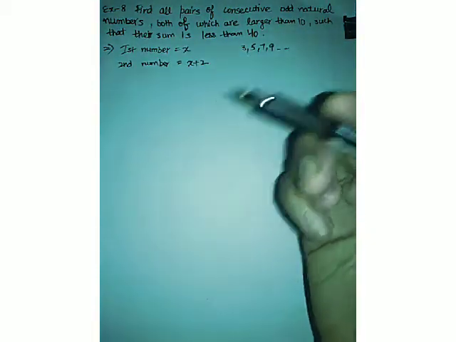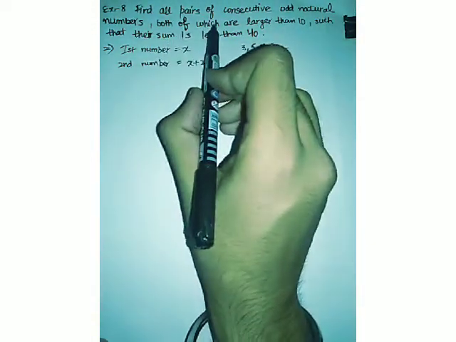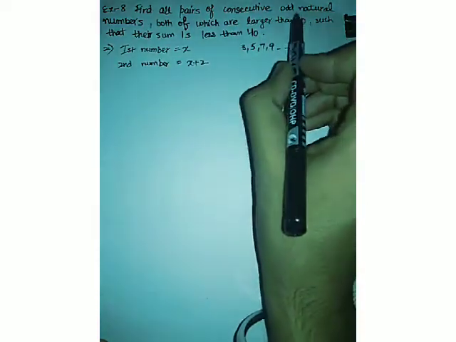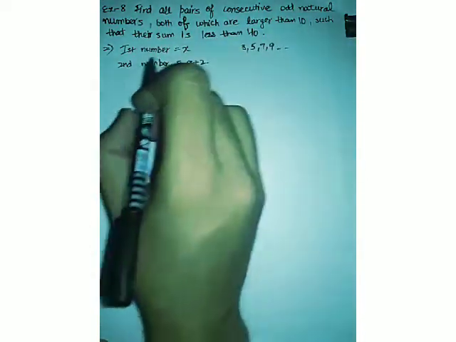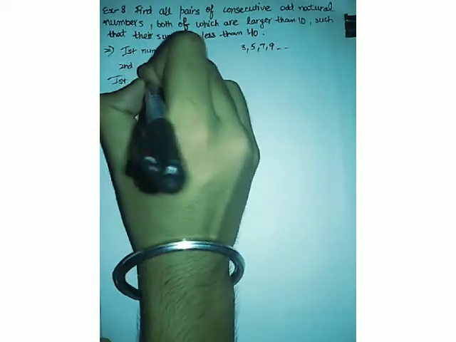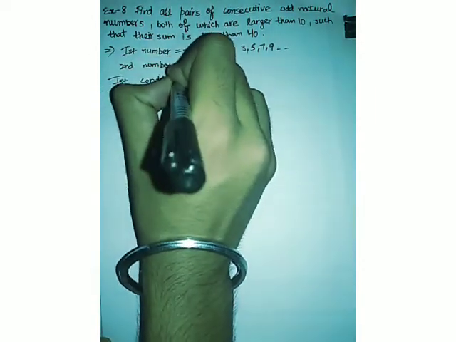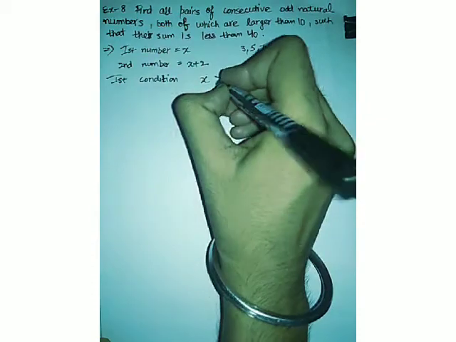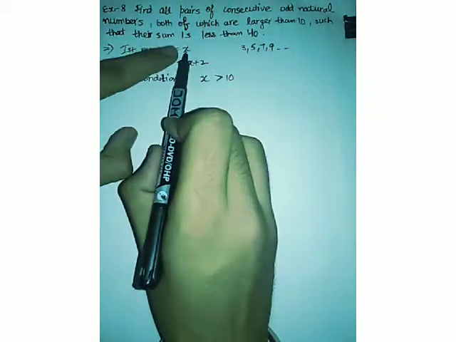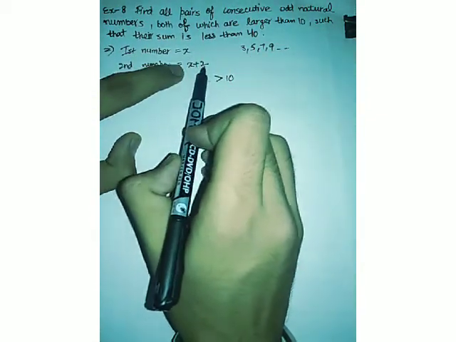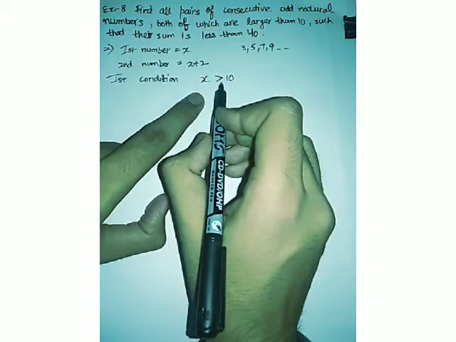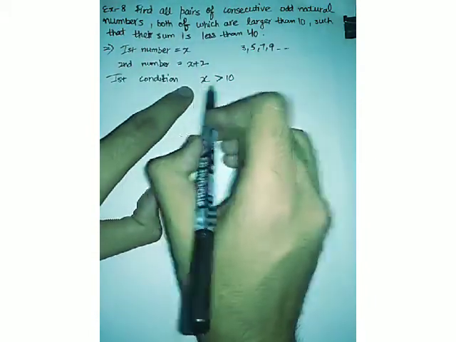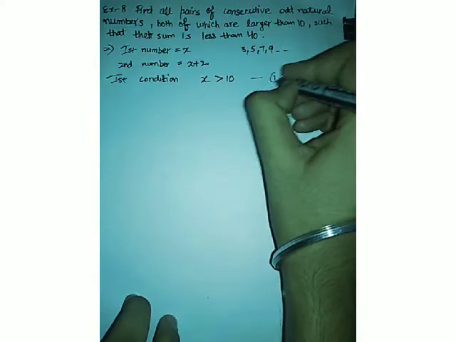Now let's read the conditions. Both of which are larger than 10. According to the first condition, both should be larger than 10. So if we write the first condition that x must be larger than 10, it will be right, because if x is larger than 10, then x plus 2 will automatically be larger than 10. So the first condition is this inequality, that x must be larger than 10.